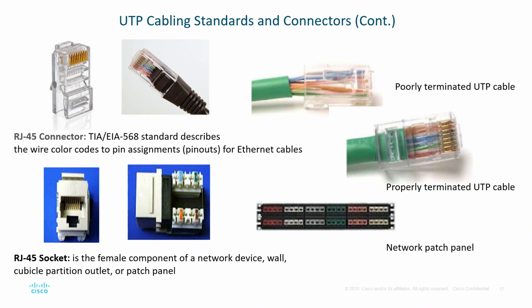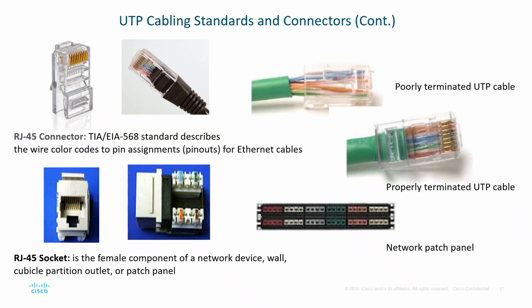Now, your connectors. You need to be familiar with your connectors. An RJ45 connector, again identified by the TIA-EIA 568 standard, describes the wire color codes to pin assignments, or pinouts, for Ethernet cables. We're going to learn about 3 different cables that you need to be familiar with: a crossover, a straight through, and a console.